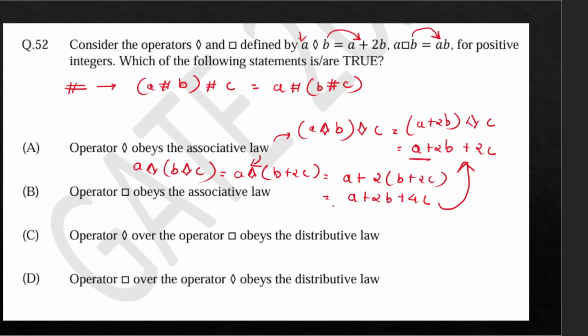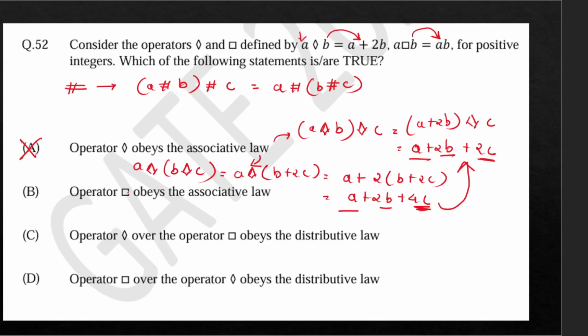Can you just compare now? Here a is correct, a is correct, 2b is correct, 2b is correct, but here 2c is there and here 4c is there. So can we say that option A is associative, or that it obeys the associative law? Absolutely not. That is why A is not the correct one.